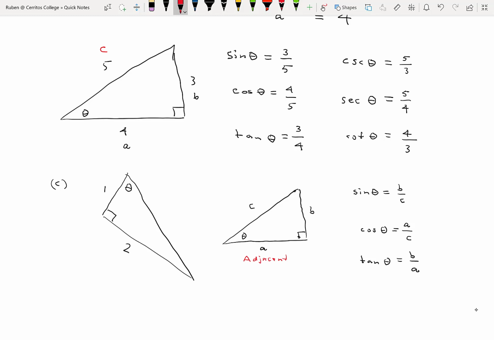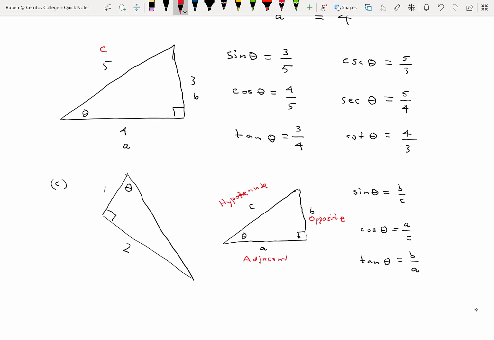The side C is called the hypotenuse. So we're going to label it as the hypotenuse. And the side B is the side farthest away from theta. So we're going to call that the side opposite theta. Opposite theta.